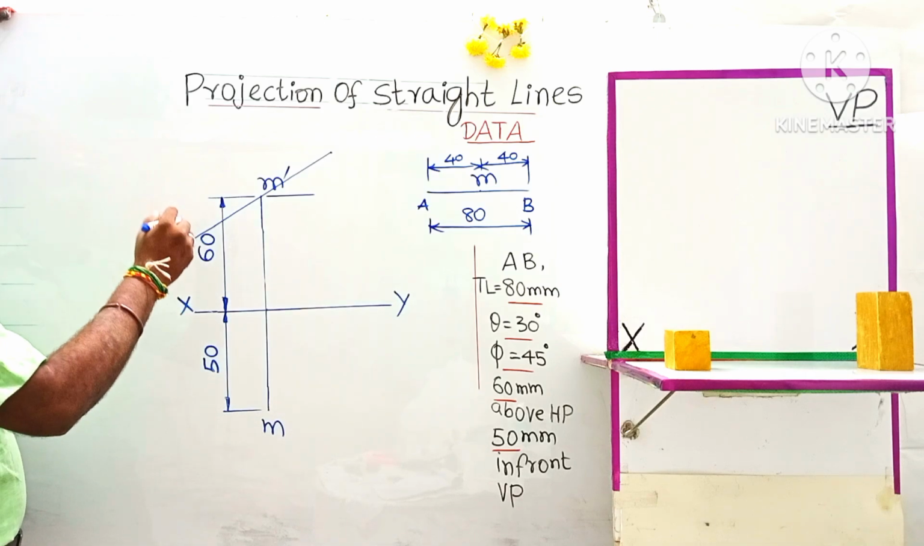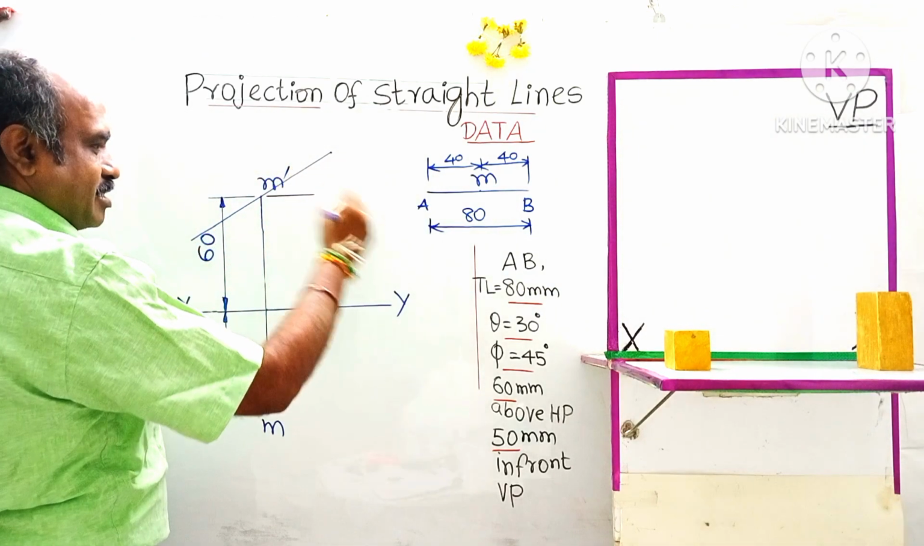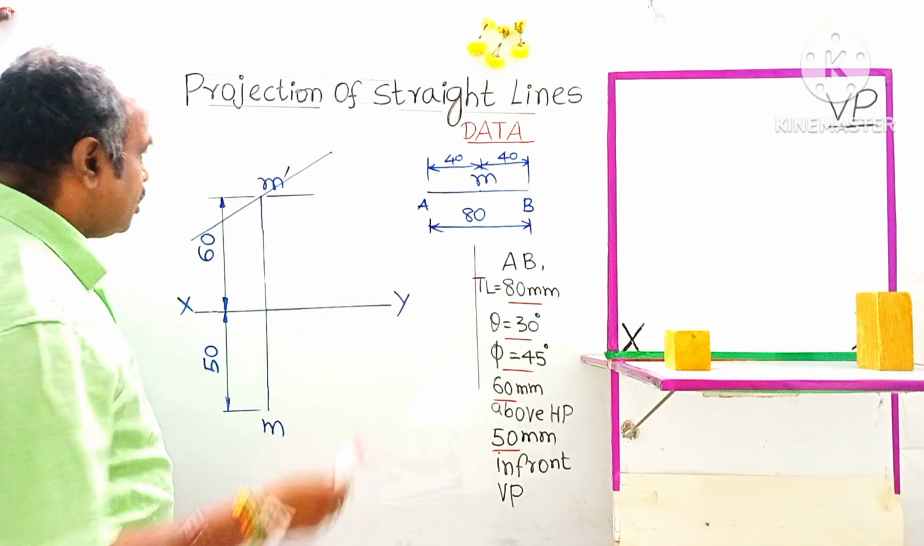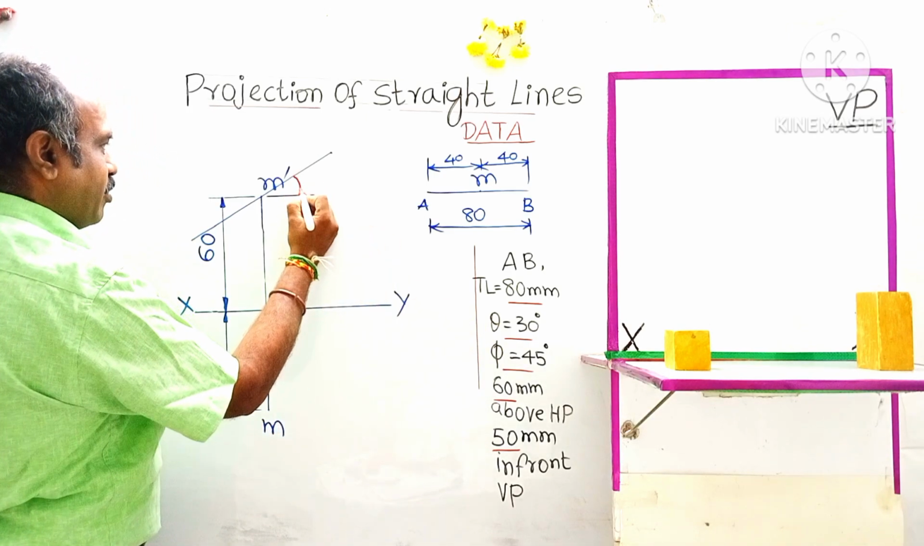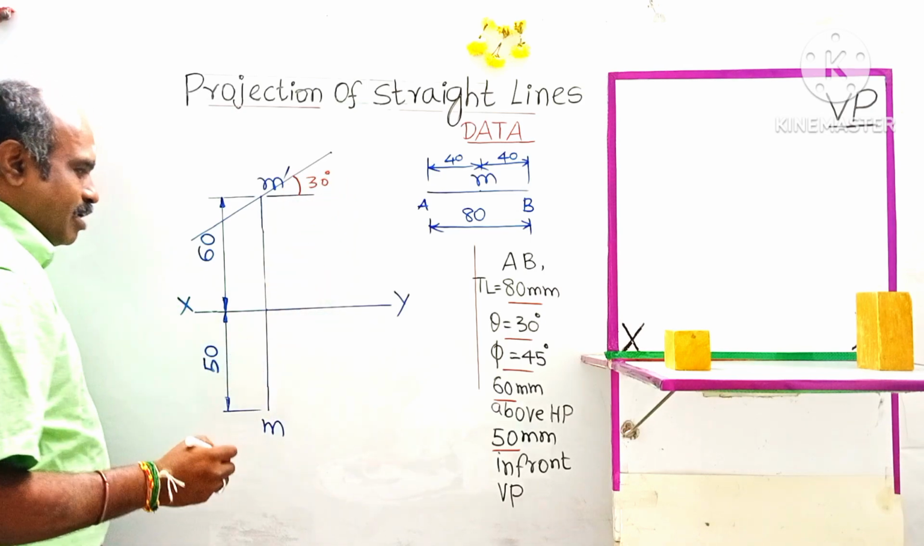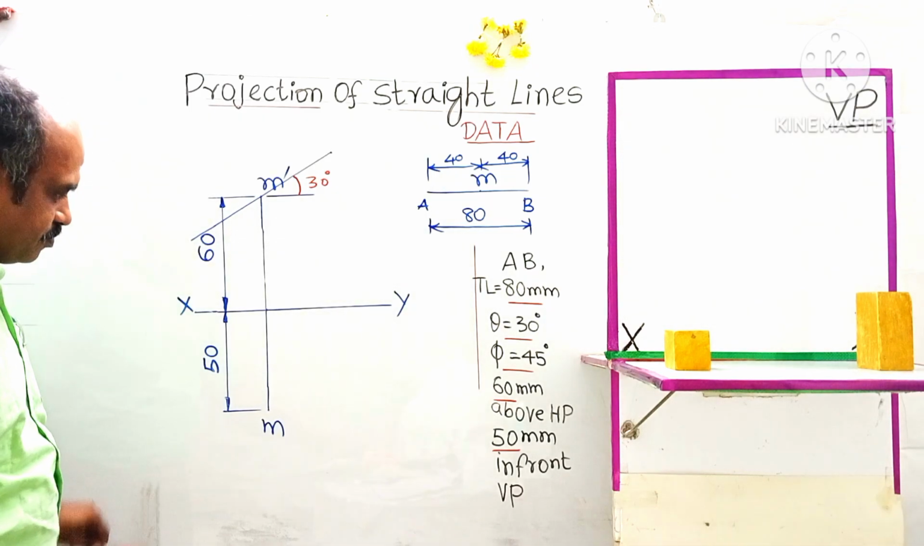Okay. So similarly, this angle is already denoted as theta, 30 degrees. Let us dimension this. This angle is inclined to HP at 30 degrees. Similarly, with this M as center, draw a horizontal line passing through point M.